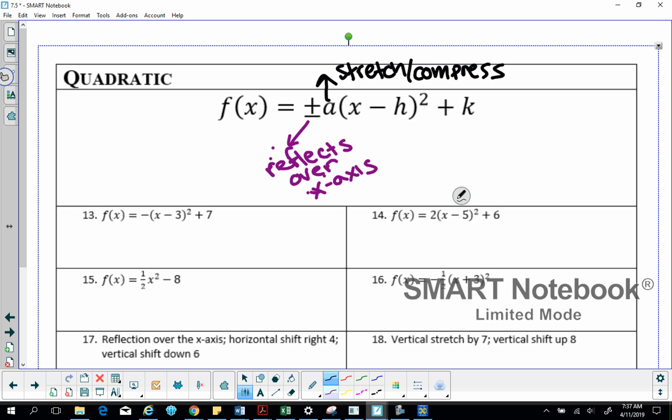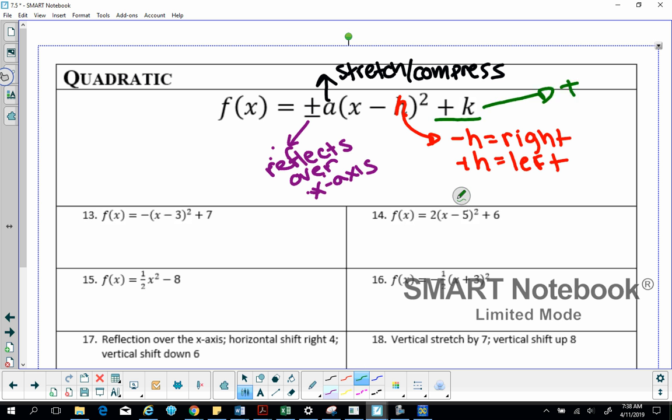What does this minus h mean? What does the h mean? Which directions? Left and right, right? So horizontal is my h, and you're given this equation. This is for x4. So minus h is to the right, plus h is to the left, and then what's the k? Yep, plus k is up, minus k is down.